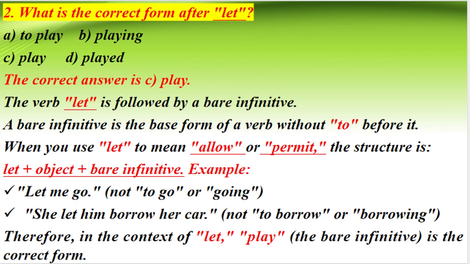2. What is the correct form after let? A. To play. B. Playing. C. Play. D. Played. The correct answer is C. Play. The verb let is followed by a bare infinitive. A bare infinitive is the base form of a verb, without to before it.